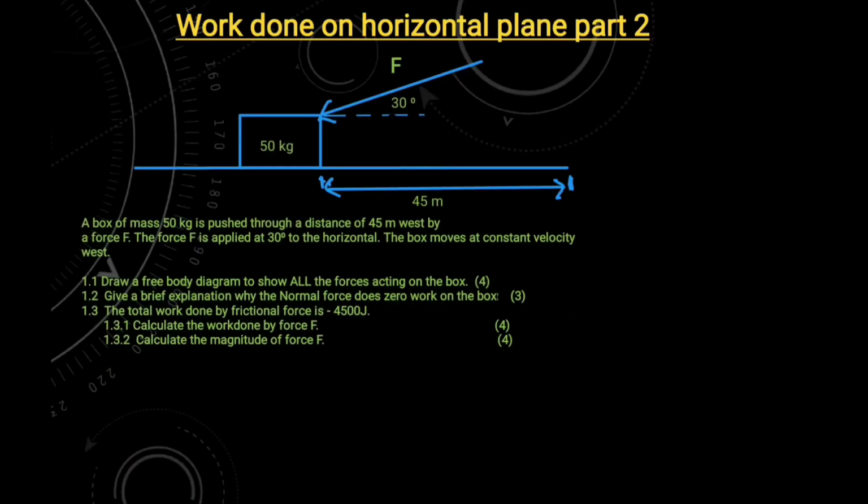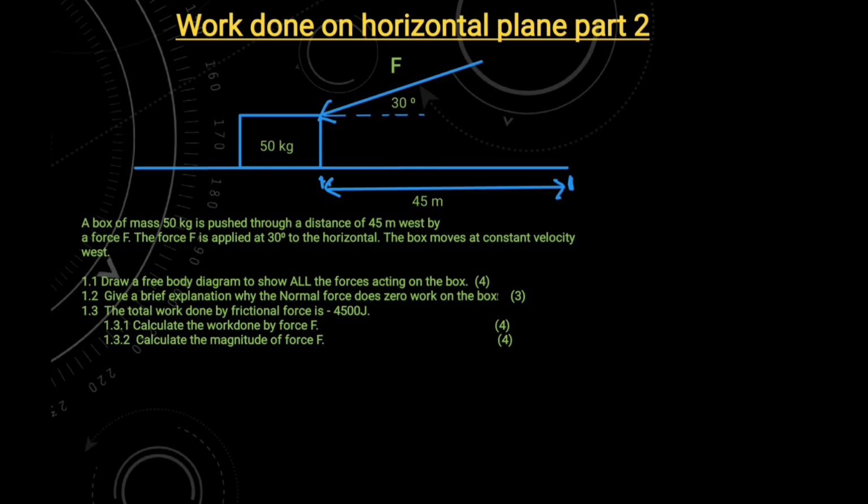So, in this question, we've got a box of mass 50 kg that is pushed through a distance of 45 meters west by a force F. The force F is applied at 30 degrees to the horizontal, as seen in the diagram. The box moves at constant velocity west.